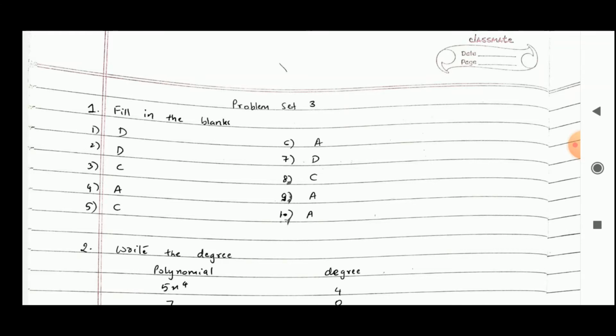When x is equal to minus 1, what is the value of the polynomial 2x cube plus 2x? So, wherever x is there, substitute minus 1. So, the answer is minus 4.